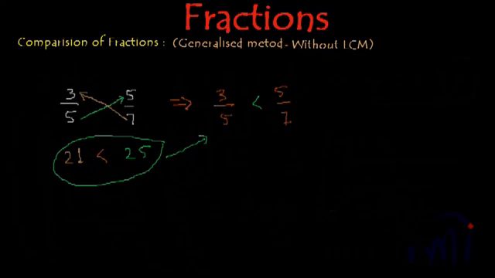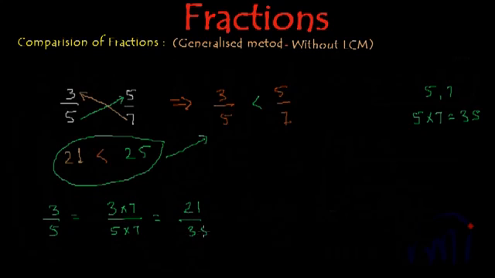And now let's verify our result by finding out the equivalent fractions of these fractions where the denominators are the same. So the LCM of 5 and 7, since both of them are prime numbers, will be 5 multiplied by 7, that is 35. So 3 by 5 can be written as 3 multiplied by 7 divided by 5 multiplied by 7, which is 7 3s are 21 and 5 7s are 35, right?